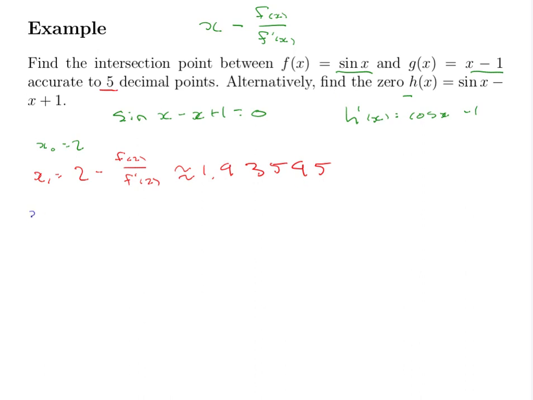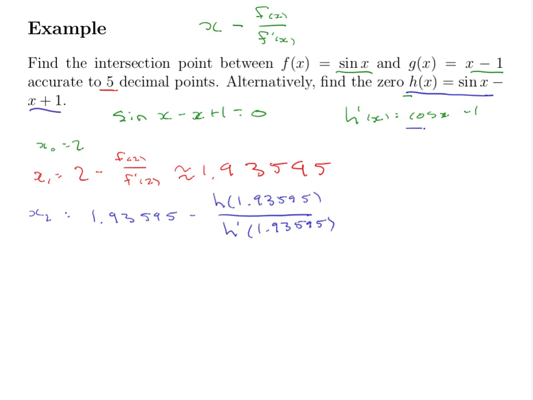For my next one, for x2, I'm going to say 1.93595 minus h of 1.93595 over h prime of 1.93595. I keep writing f instead of h. We can just keep plugging things into this function here and this function here. Go ahead and do that until you find a number that repeats. That's going to be a pretty good solution to this equation. So as long as you remember this form here, everything should go pretty well.